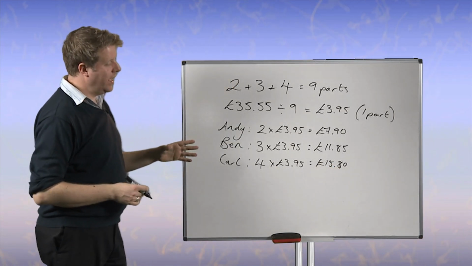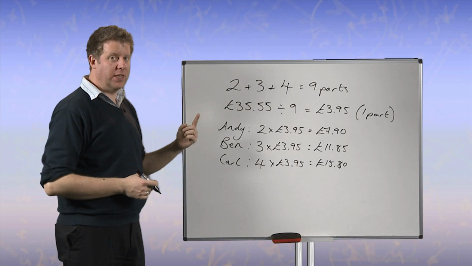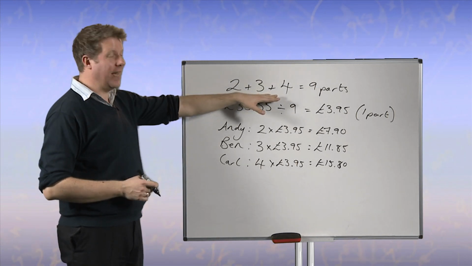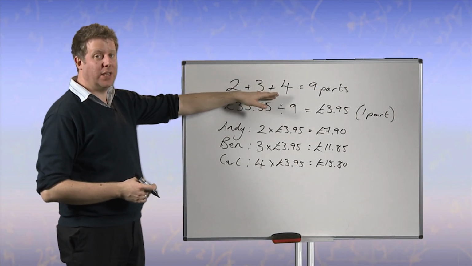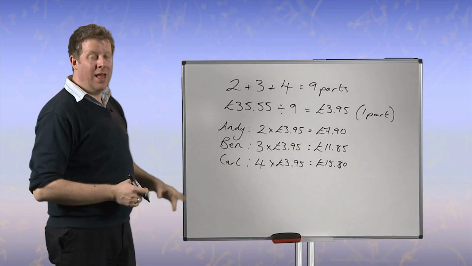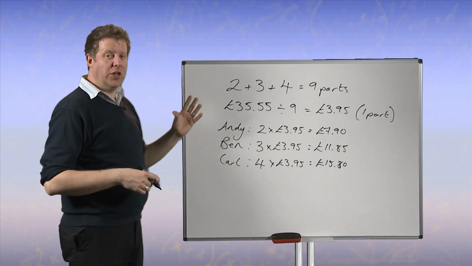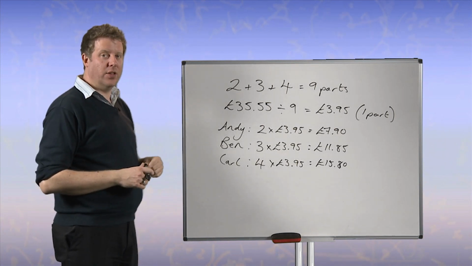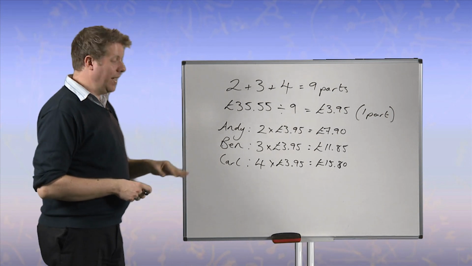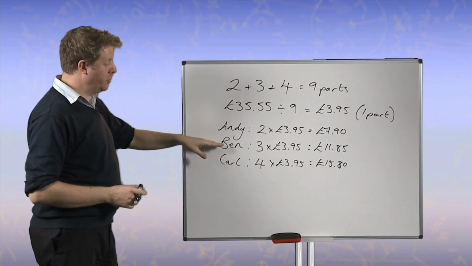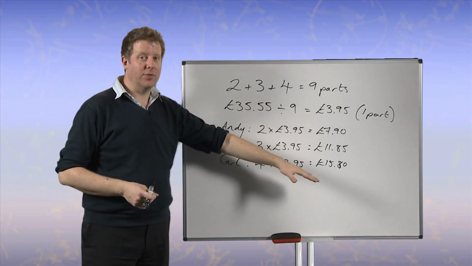So what we've done there is to work out what one part is worth, having already worked out how many parts I was dividing it into altogether, worked out one part, then gone back to the ratio and for each person worked out what they earned. Make sure when you write your working out that you keep it clear as to which person earns which amount.